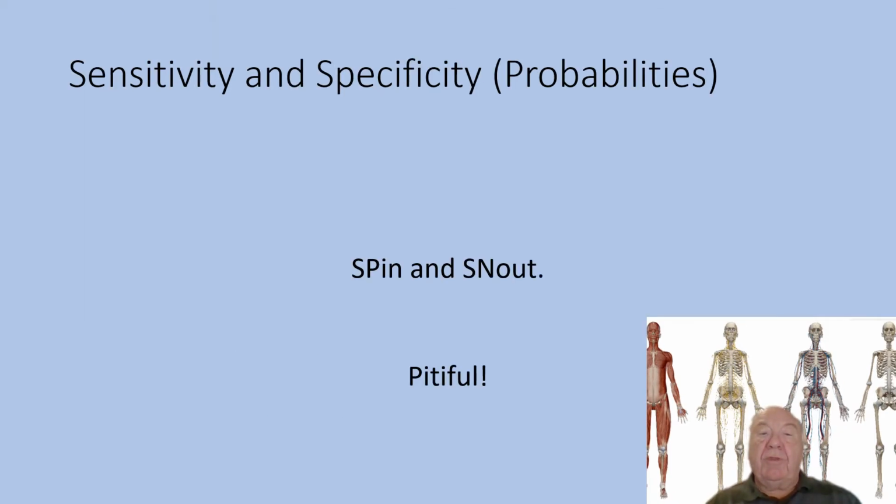So sensitivity and specificity, you learn about these in school. I'm not going to go into how they're calculated from raw data, but these are probabilities. These are usually given in percentages. What is pitiful though is when an educator talks about spin and snout. Specificity rules it in, sensitivity rules it out. And while this is crudely the way these work, it's really not good enough for us.